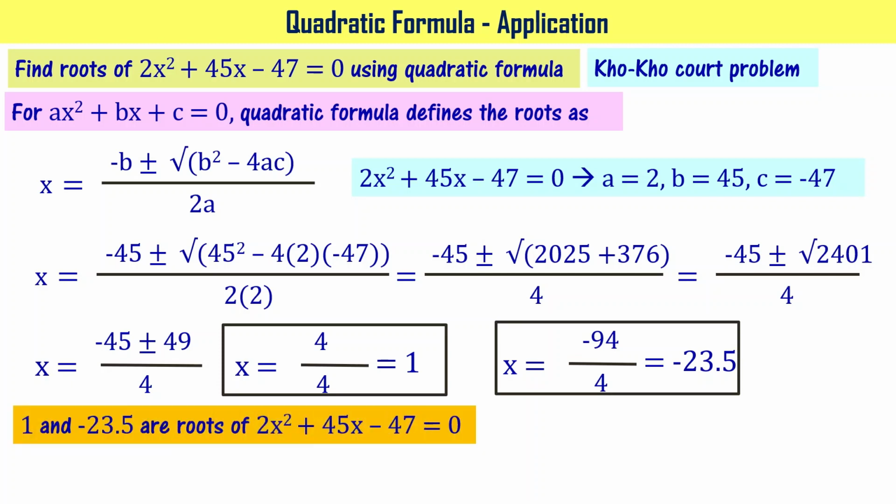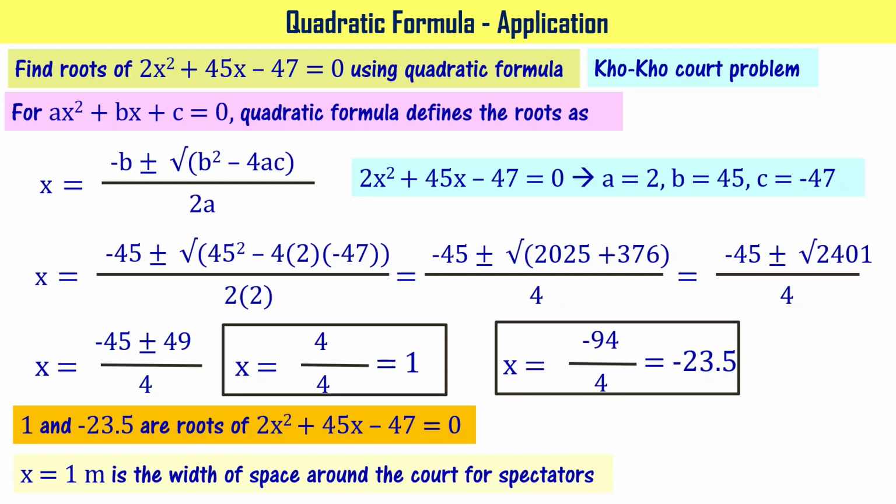Now you can say that 1 and minus 23.5 are the roots of 2x square plus 45x minus 47 equal to 0, right? But when it comes to the width of the space to be left for spectators, it cannot be a negative number, right? That's why we say that x equal to 1 meter is the width of space around the court for spectators. Please take a note of this.